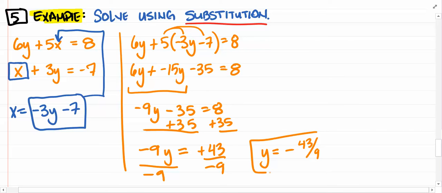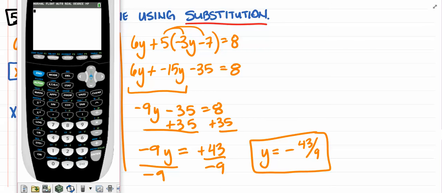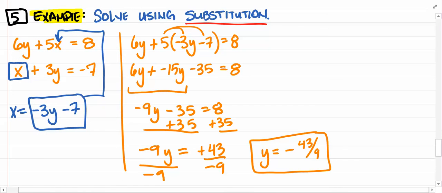You can leave it just like that. You can leave it as a fraction. That's okay. Or if you want, you can plug that into your calculator and get the decimal equivalent. So I brought my calculator up. If you want, you can turn it into a decimal. So if I take 43 and then I divide it by 9, you can get 4.78 if we round up. Okay, or approximately 4.78. That's okay too.